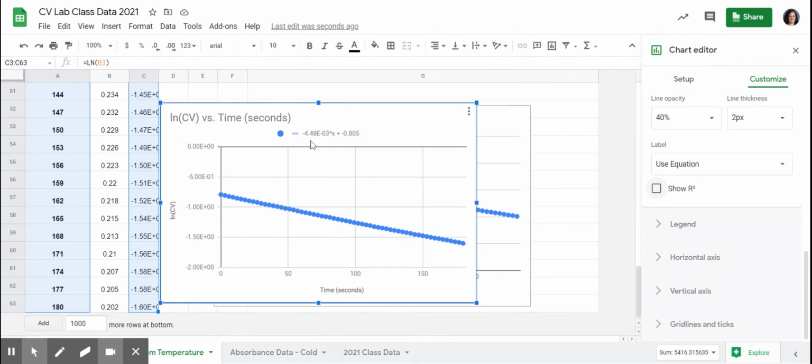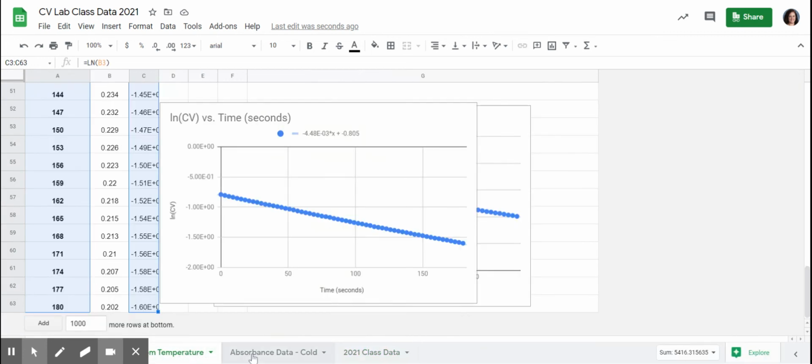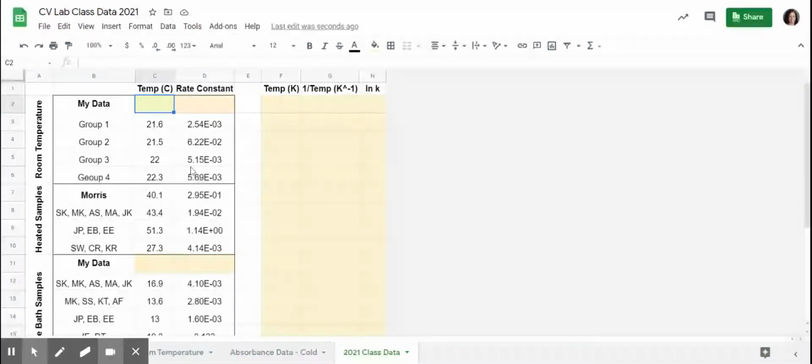And so my slope is negative 4.48 times 10 to the negative third. So I know my K value for this data at this temperature is 4.48 times 10 to the negative third. And so that's what I would take and plug in. Here's my rate constant and the temperature that's given at the top of the data. And so you're doing that for room temp and cold, plugging them in, and then you're analyzing the whole class data to find activation energy.